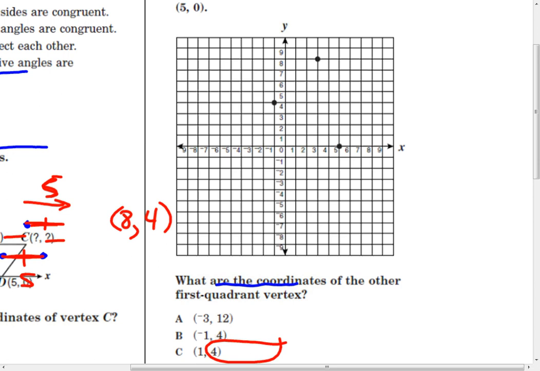This is over 2, up 1, 2, 3, 4, 5, 6, 7, 8. So it would be up here someplace. That could complete a parallelogram. So pay attention. If it gives you a quadrant, great. That narrows down your choices. If it doesn't, then you have 3 possibilities.